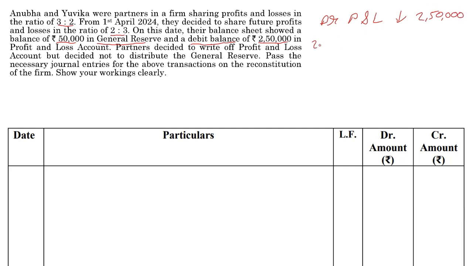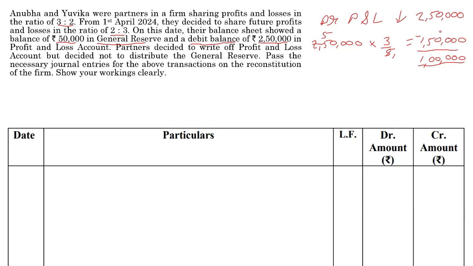So I will take 2,50,000 into 3 by 5. We have 5 ones are 5, 5 fives are 25, so I'm going to end up with 1,50,000 here. So Anubha will get 1,50,000 and I can subtract. I can multiply into 2 by 5 also, but alternatively I can subtract, and I'm going to end up with 1 lakh.